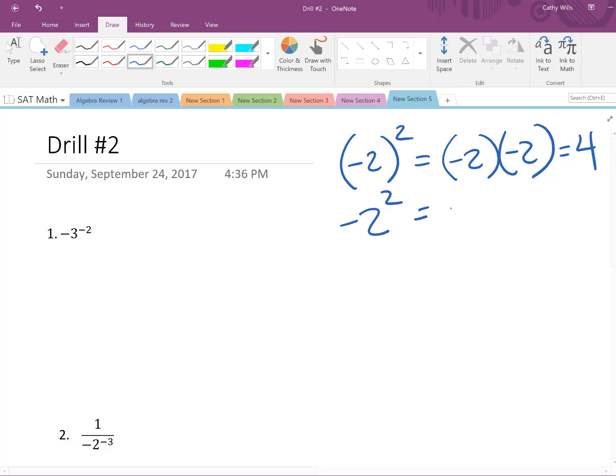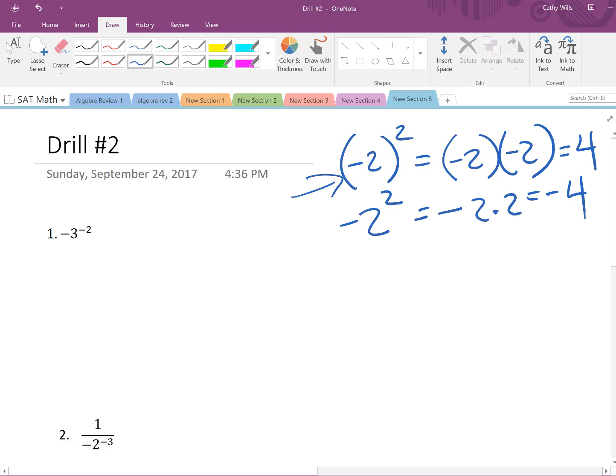In other words, this is negative (2 squared). So 2 squared is 4. 2 times 2 is 4. The negative sign doesn't go along with the exponent. So it's negative 2 times 2. So 2 times 2, so it's just negative 4.